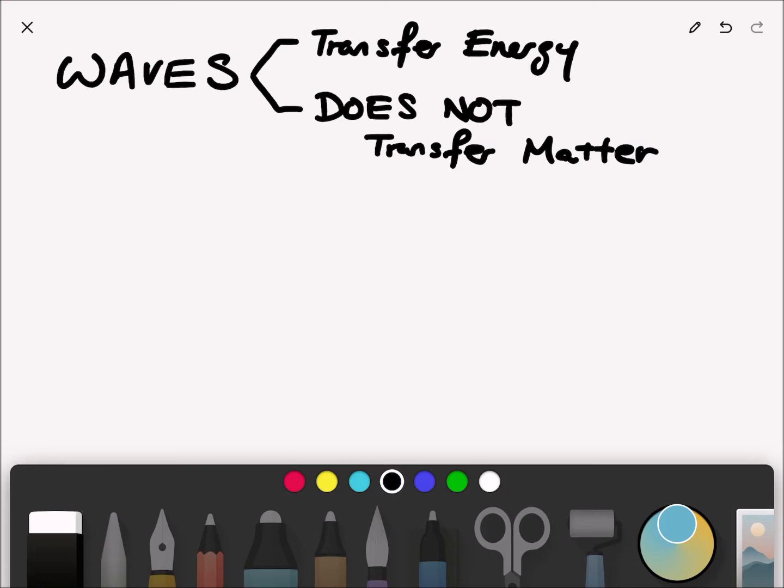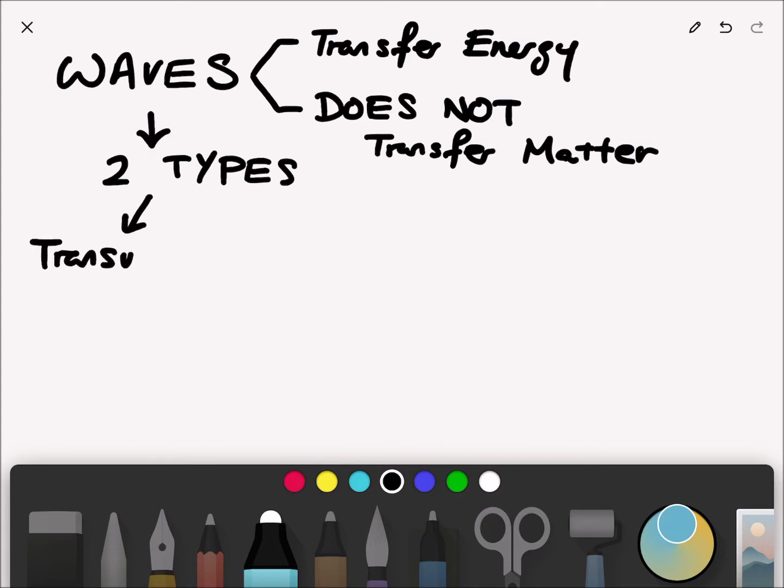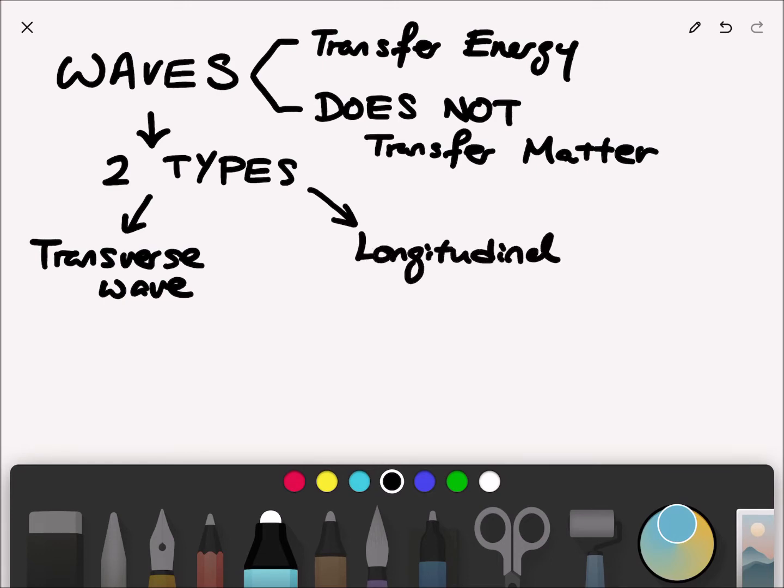So there are actually two types of waves. And you need to know their name. So the first type of wave is actually what we call a transverse wave. And the other type is actually called longitudinal wave. Now there are some examples that you need to remember.